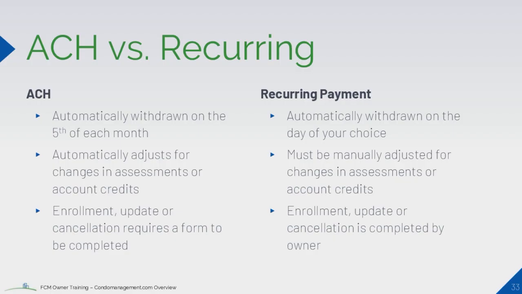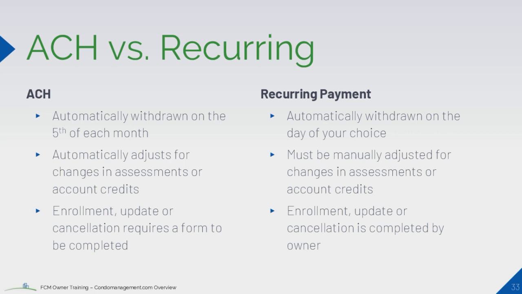Now, just to compare that with the recurring payment that we just talked about, again, this is the recurring payment feature set up through condomanagement.com. So with recurring payment, you have a little bit more flexibility to set up what day of the month your payment is withdrawn on. You're not tied into that 5th of the month like you are with ACH. But again, the other thing you have to keep in mind is that you have to manually adjust for changes in your assessments or account credit. So it takes a little bit more thought, and you need to be a little bit more on top of recurring payment changes.